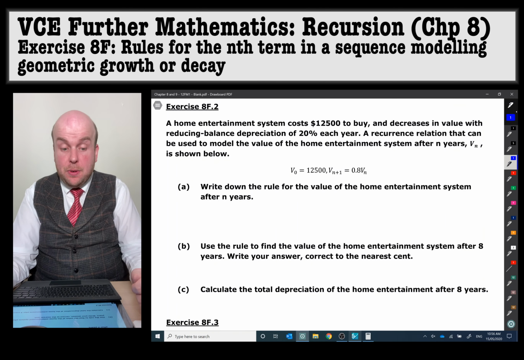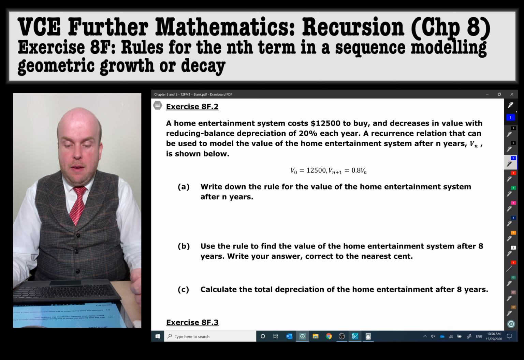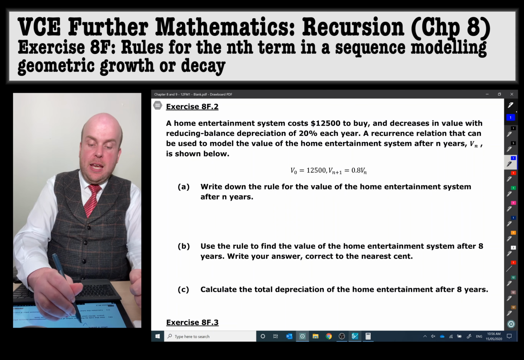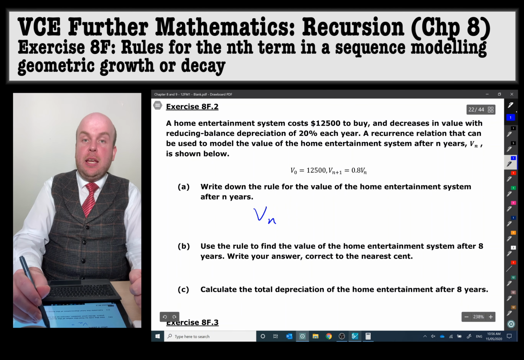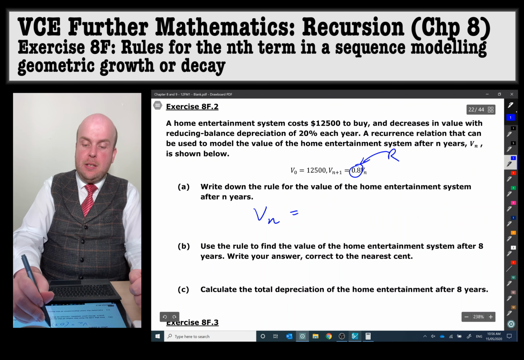Exercise 8F.2. A home entertainment system costs $12,500 to buy and decreases in value with reducing balance depreciation of 20% each year. A recurrence relation that can be used to model the value of the home entertainment system after n years, Vn, is shown below. Write down the rule for the value of the home entertainment system after n years. So this will be Vn is equal to, and we've got the R value there, that's the 0.8. So this will be 0.8 to the power of n times by 12,500.